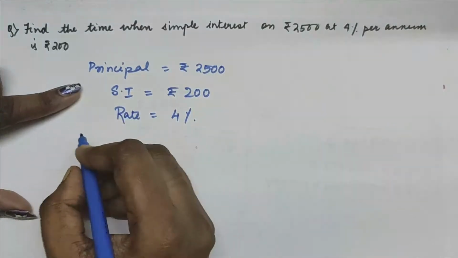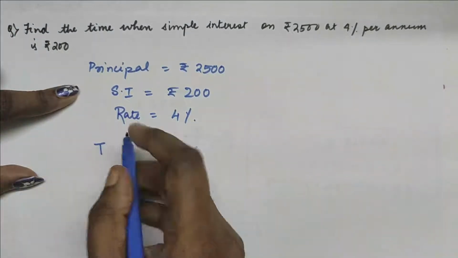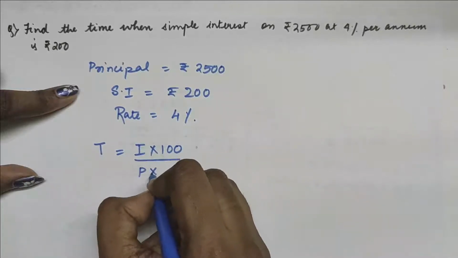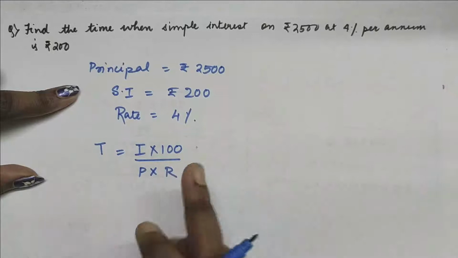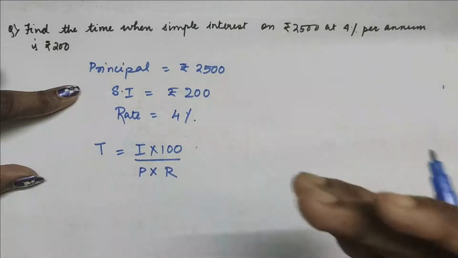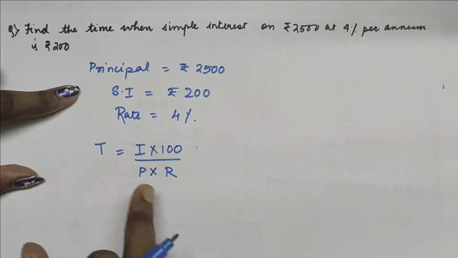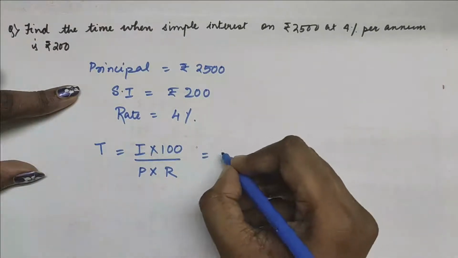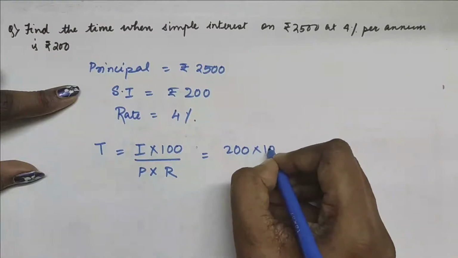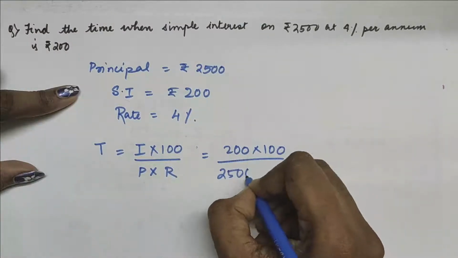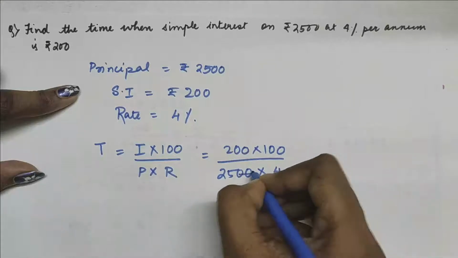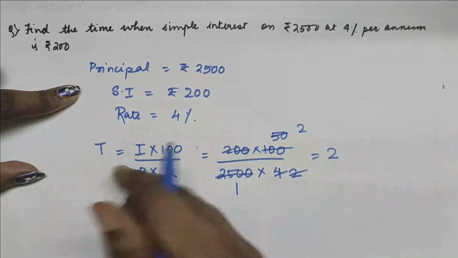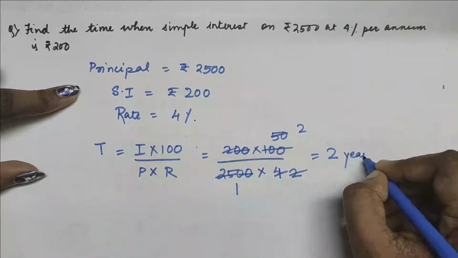I had told you that by making T the subject, we would get the formula I into 100 by P into R. So PRT by 100 is the formula; just make T the subject and you land up with this formula. So that is 200 into 100 by 2500 into 4. Cut the zeros. So finally our answer, because it is time, is 2 years.